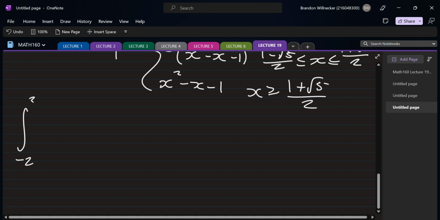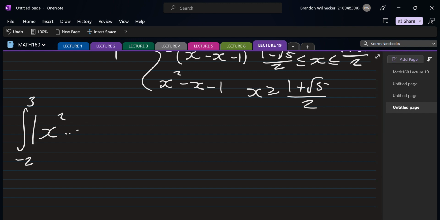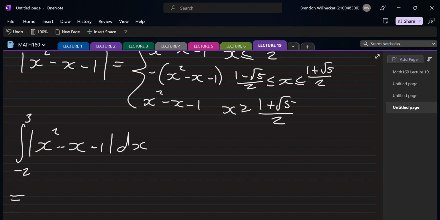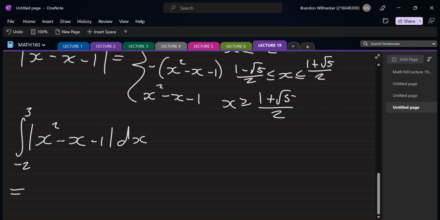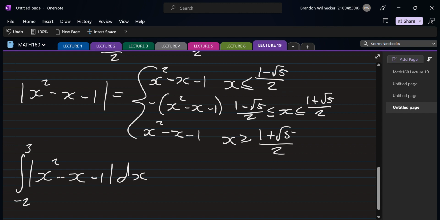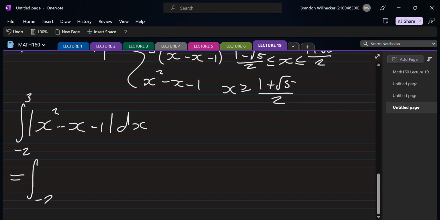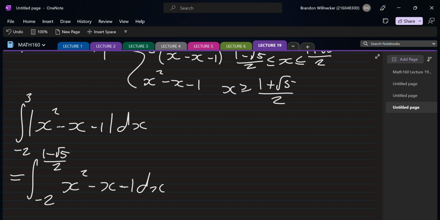So we have the integral from minus 2 to 3 of the absolute value of x squared minus x minus 1 dx. Like I said, this is going to split up into the three parts. So we're going to have the first part from minus 2 up to the first root. And since the function is positive on that bit, we don't need to do anything. It stays the same. So we're going to have the integral from minus 2 up to (1 minus root 5) over 2, and then the function stays the same. That first part, the function's positive, so it stays the same.